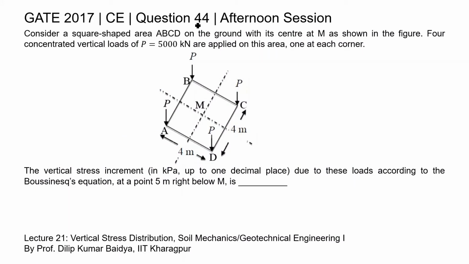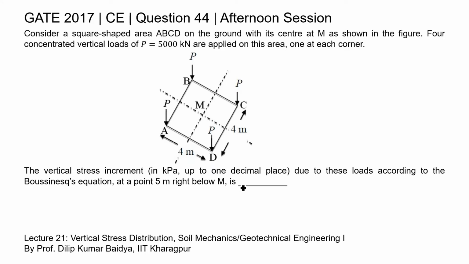This is question 44 of the civil engineering paper of GATE 2017 afternoon session. Consider a square shaped area A, B, C, D on the ground with its center at M as shown in the figure. Four concentrated vertical loads of P equal to 5000 kilonewton are applied on this area, one at each corner. The vertical stress increment due to these loads according to the Boussinesq equation at a point 5 meter right below M is.